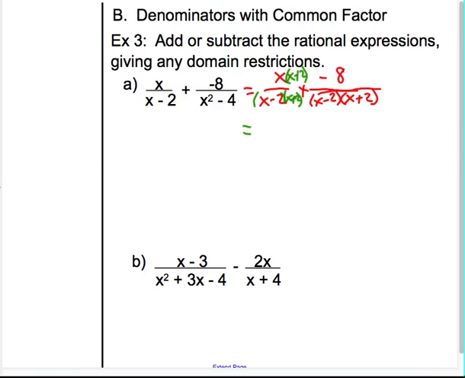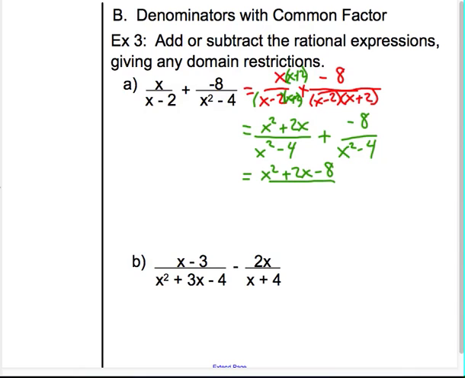Distributing in my numerator, I get x squared plus 2x over, and you can go ahead and distribute it back if you want to, the x squared minus 4, plus negative 8 over x squared minus 4. Combine like terms. We've got the x squared plus 2x minus 8 all over x squared minus 4.